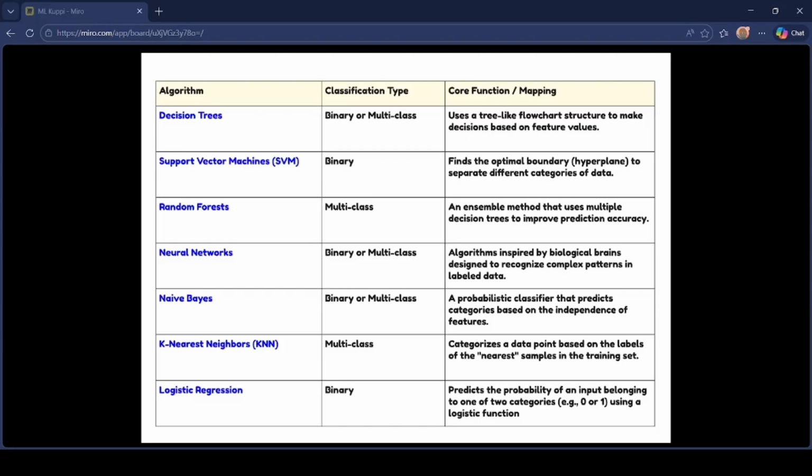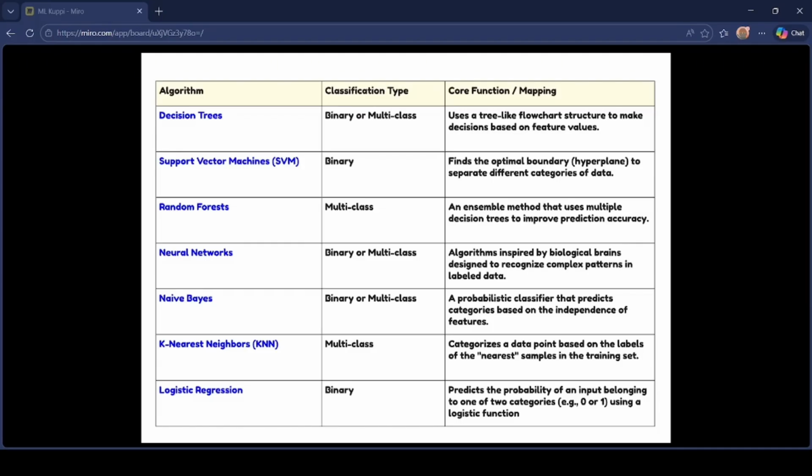Okay, so now we'll take a look at some classification algorithms used in ML. So first we have decision trees. This could be either binary or a multi-class classification. And then we have SVM. This is specifically a good binary classification model. And then random forest. This is a good multi-class classification model. And we have neural networks, which can be either binary or multi-class.